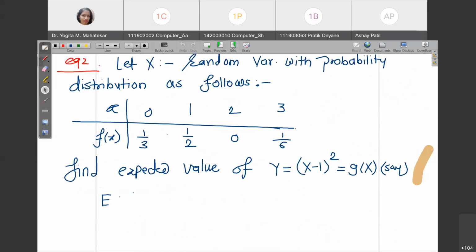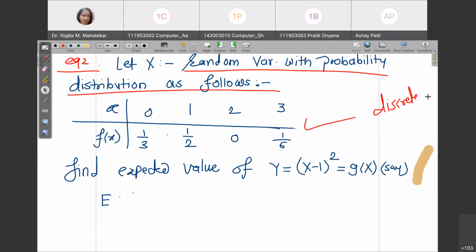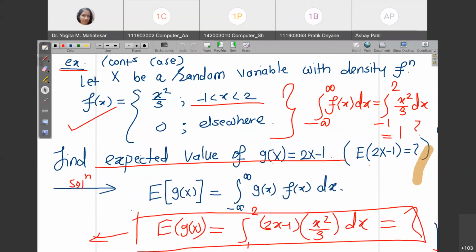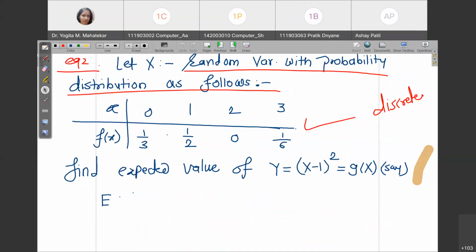Motivation, statistical motivation is different. Now you look at this example too. If capital X is the random variable, the probability distribution. Now this is the discrete random variable case. Because in the continuous case you are given the formula, and in the discrete case, what are you given? In the discrete case a table is given, and you have to find out the expected value of y. Means you have to find out E of y.